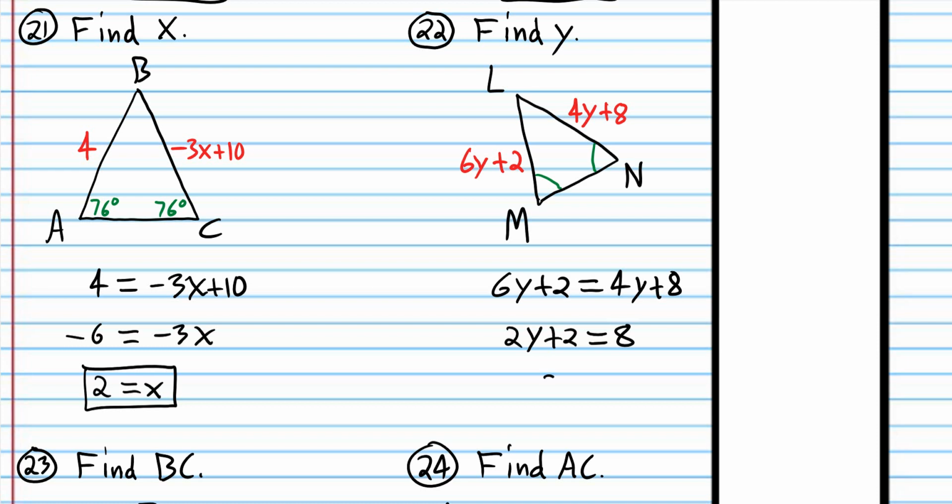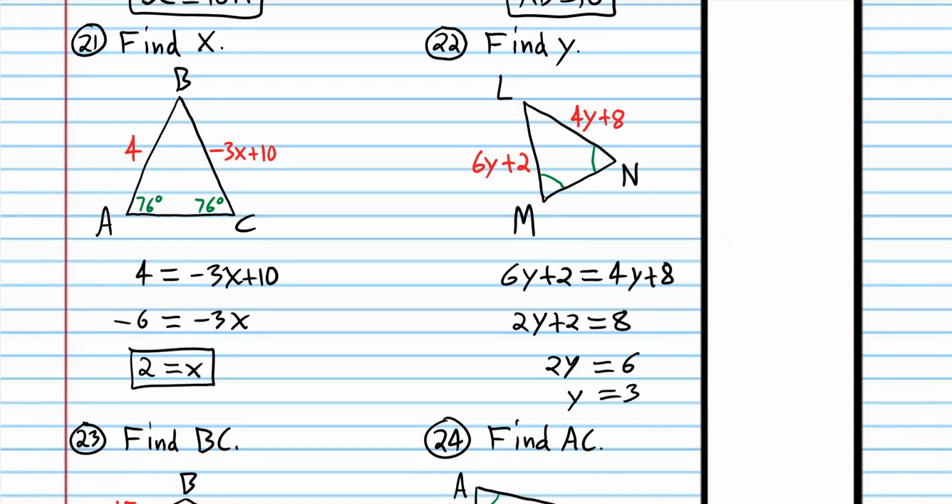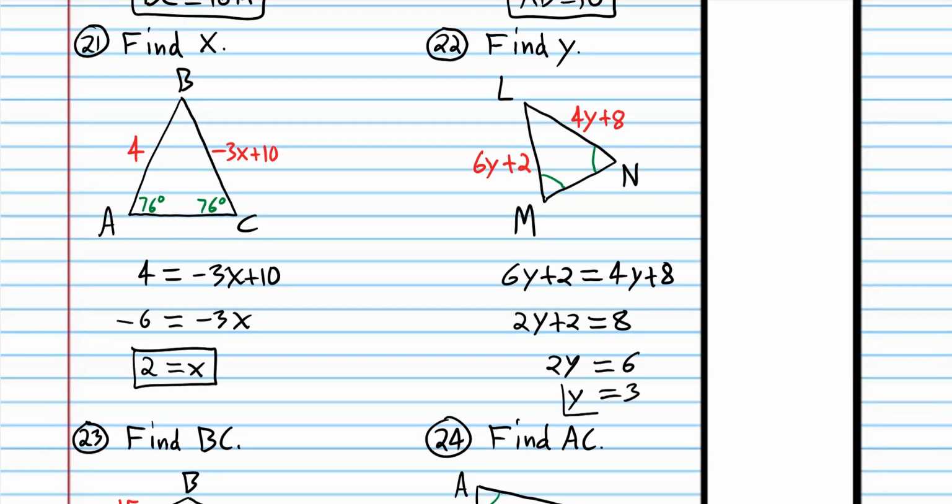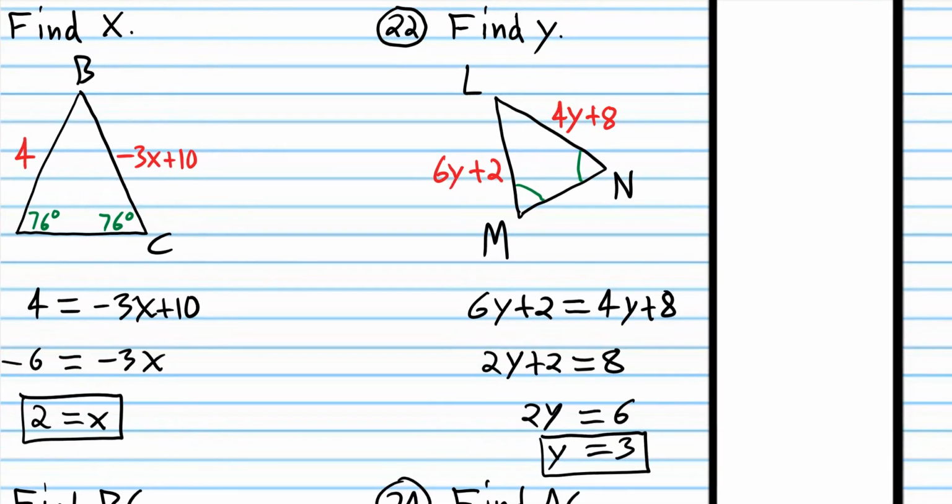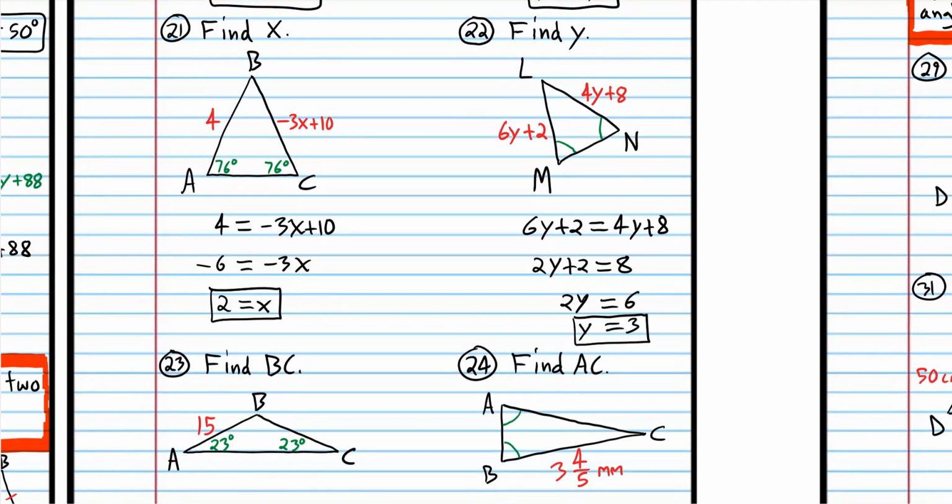Subtract 2 from both sides. Divide both sides by 2, and we get y is equal to 3. And I guess that's all we were looking for in that problem. Y is equal to 3. If we were looking for this angle, then, well, actually, we really couldn't find that angle.